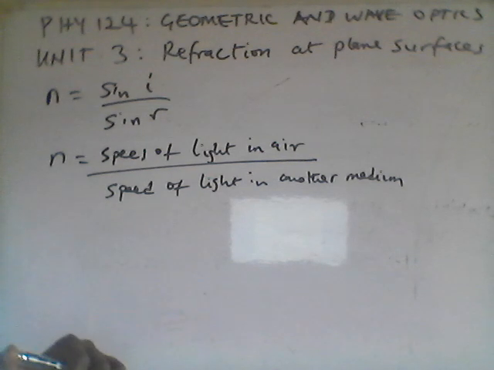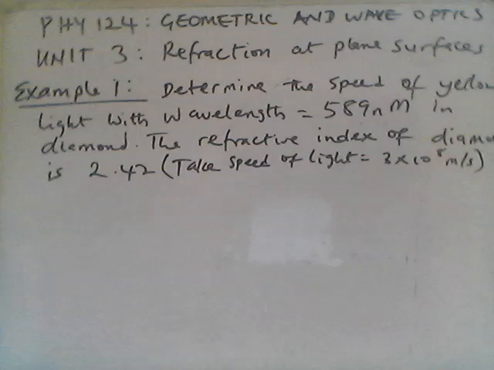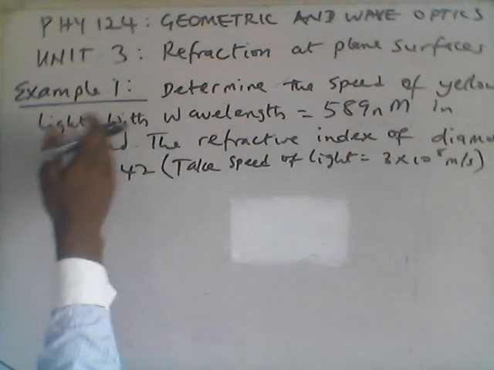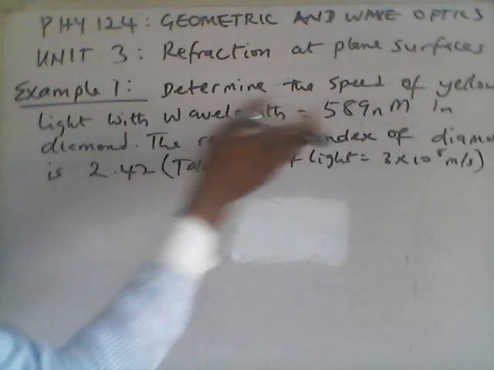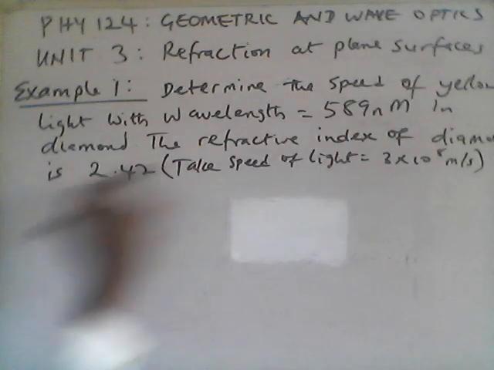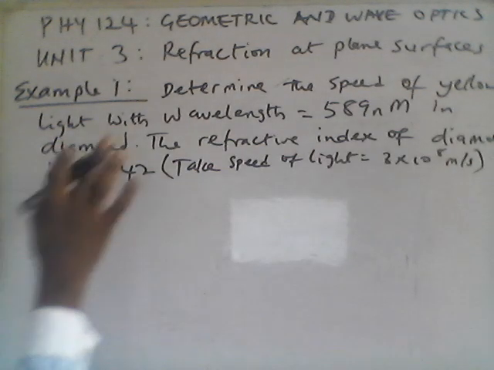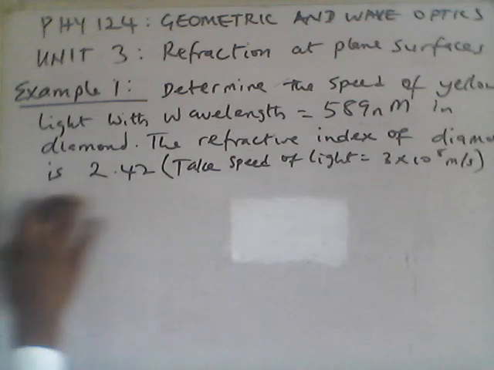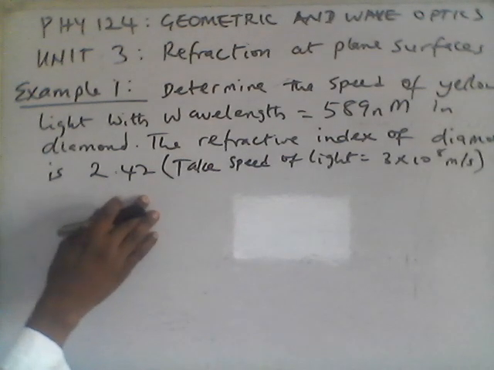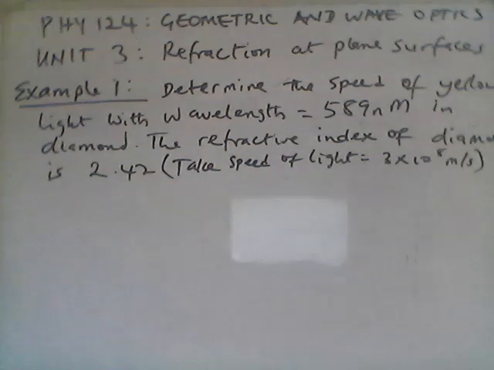So I'm going to give us some examples quickly so that we can apply these formulas. Okay, so we have on the board: determine the speed of yellow light with wavelength 589 nanometer in diamond. The refractive index of diamond is 2.42. Take the speed of light to be 3 times 10 to the power 8 meters per second.